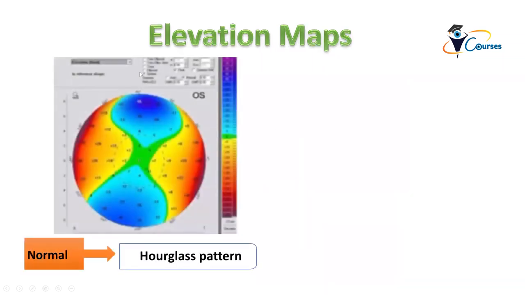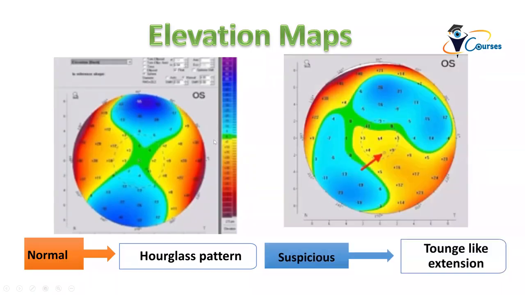So the elevation maps usually take the hourglass pattern. Like this is the normal. It takes an hourglass pattern. So again, this reddish or orange area is elevated, and this greenish and bluish area is depressed. And when we have this tongue-like extension, this is suspicious. This is very suspicious for keratoconus.